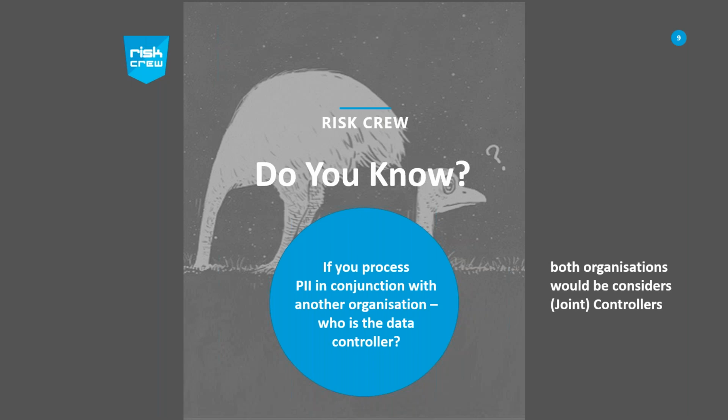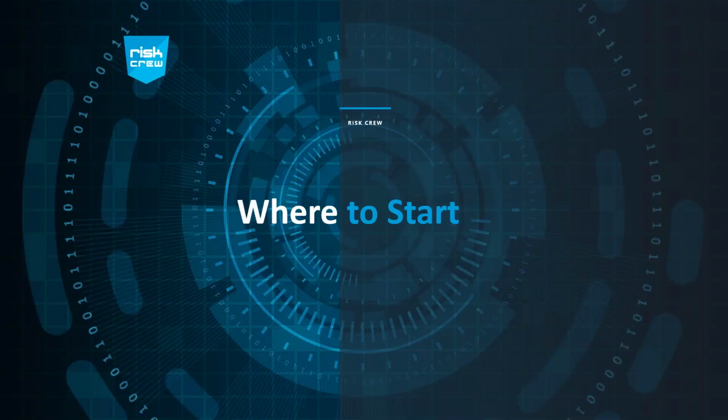Now, it's interesting to note there is actually no limit to the number of joint controllers you can have, but things do get unwieldy if you have more than two, as a lot of the processing and procedures are replicated and become very cumbersome to implement.